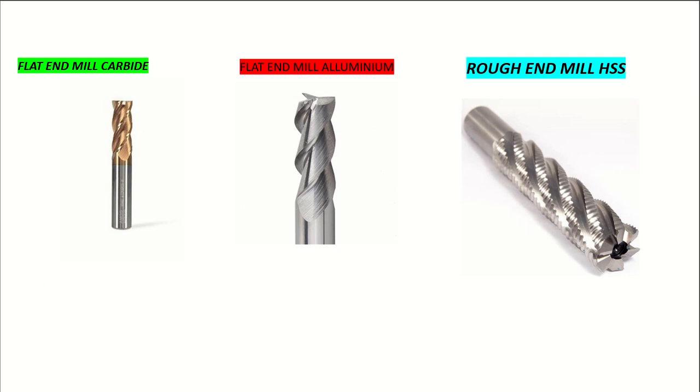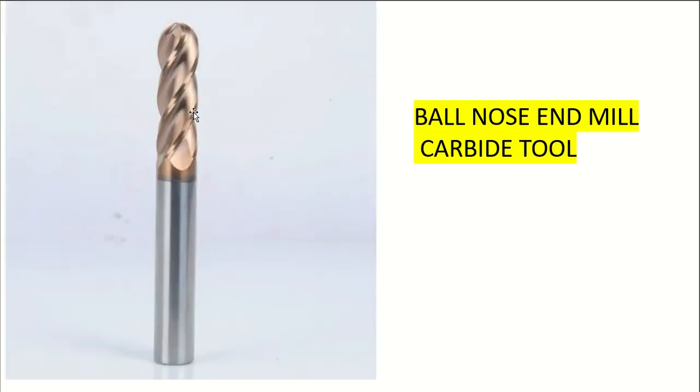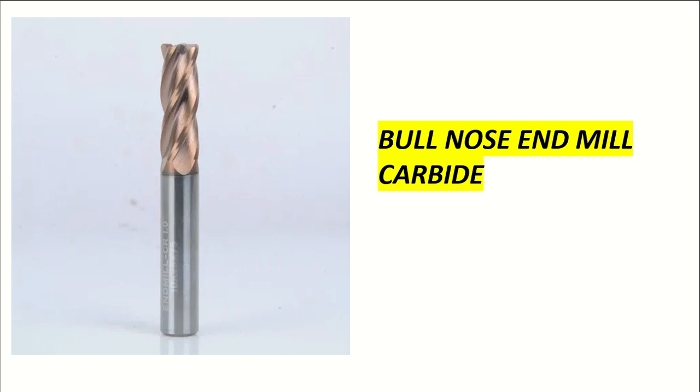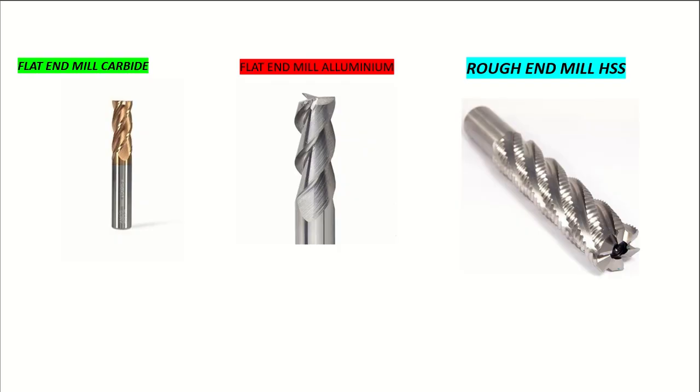So you can see again one. You can observe this one: flat end mill, HSS end mill, and bull nose, ball nose. If you know the differences between bull nose, ball nose and flat end mill, it is very helpful for the selection of the cutting tools. I hope you have understood.